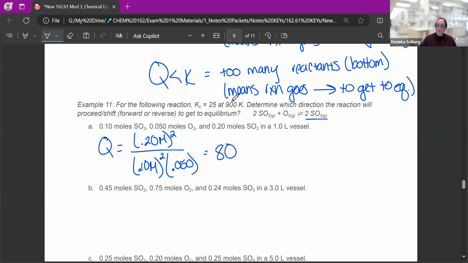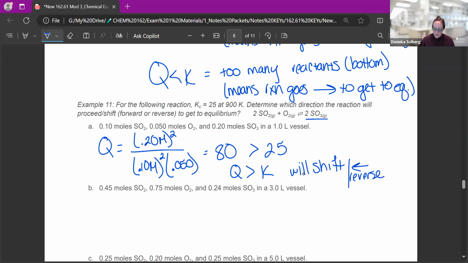Now, how does 80 compare to 25? Well, it is much greater than 25. So Q is greater than K. That means it's too big. So I have too much stuff on top. It's going to have to shift to the bottom in order to balance out, or products are going to have to shift to reactants. Or you say it's going to have to shift left. Any of those things are true. So if Q is greater than K, it will shift reverse or left. Okay, this is the answer. However you want to say it, it's totally fine. It's going to have to go the other way in order to get to equilibrium.